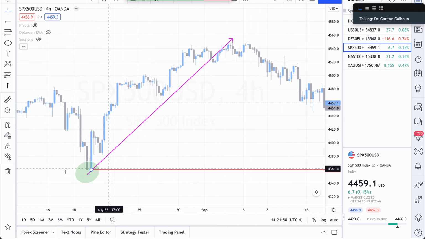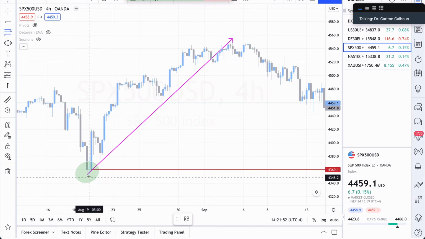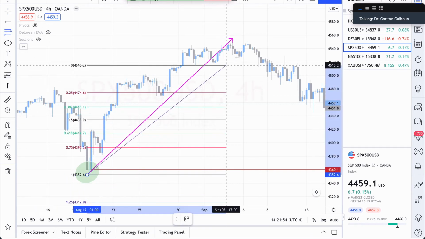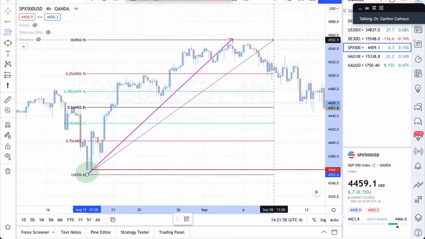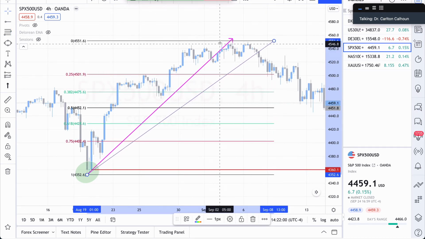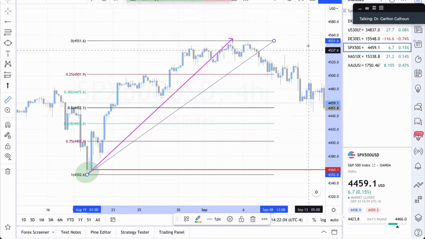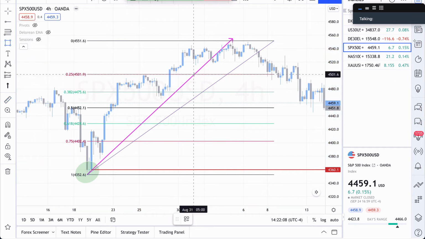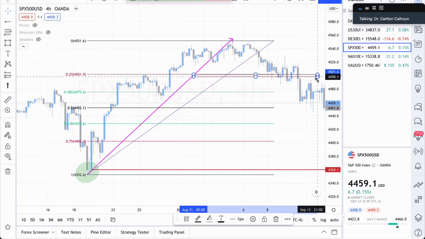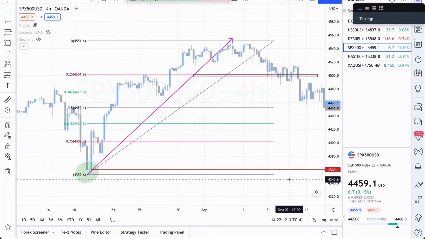Anyway, let's take this fib from the wick. Remember, if you use a wick at the bottom, use a wick at the top. Let's take it to a wick here. It runs out of gas. Okay, cool. Just catch the retrace for 25%. There you go. Works every time. Every time it works.